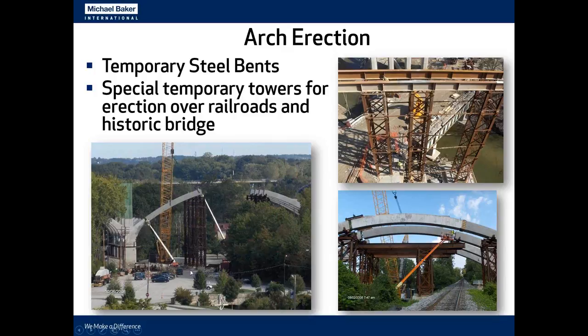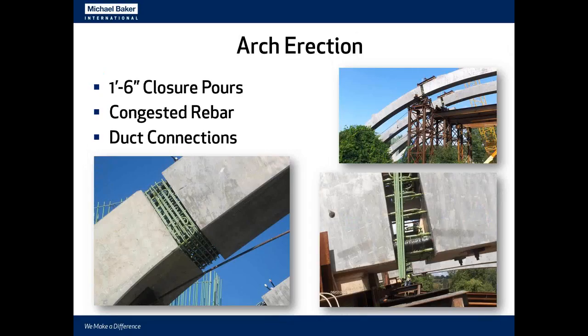The arch segments were erected on temporary steel bent towers, we saw some of those a little earlier. The towers took some more unique special forms to get over the railroad tracks without obstructing rail traffic, and to get over a historic bridge in the zoo that the new and old bridge cross over.